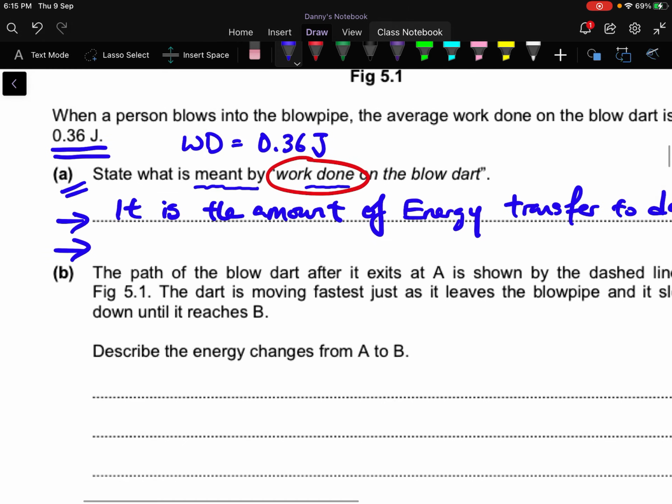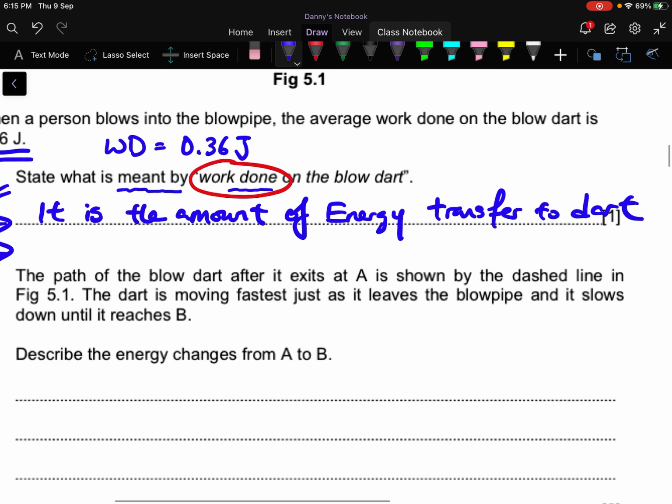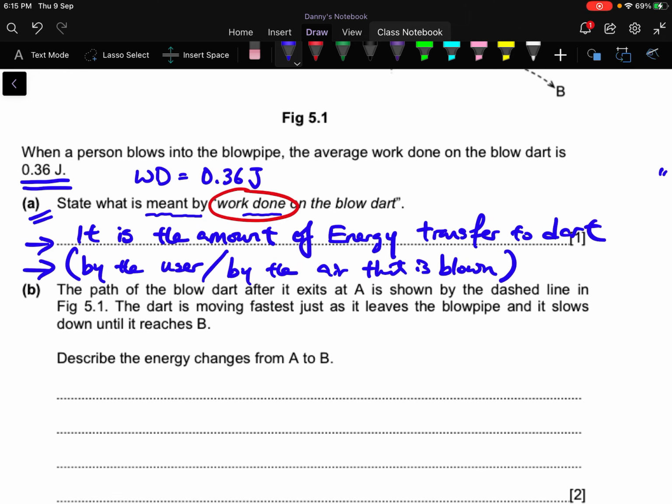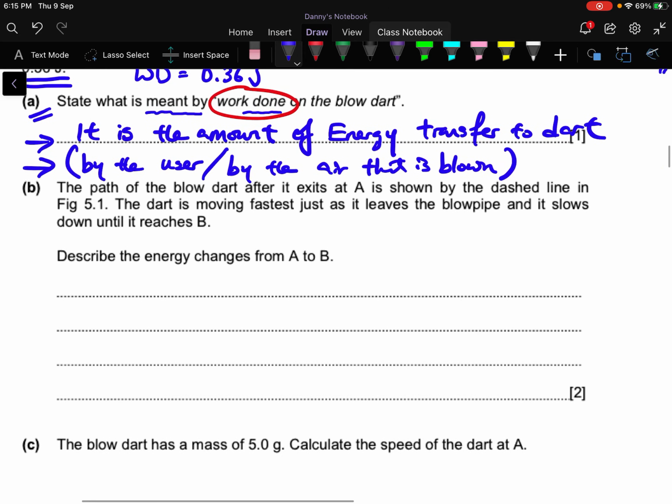But if it is given two answer lines, maybe you need to say it is the amount of energy transferred to the dart from where? Maybe you can say by the user, or you can say something like by the air that is blown in. But in this case, this is the optional part because you're only given one answer line. And I have mentioned multiple times that the amount of detail that you should include in your answer depends on the number of answer lines, not the marks.